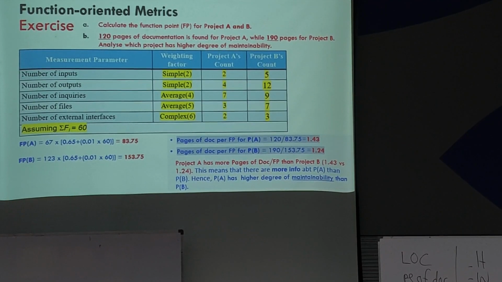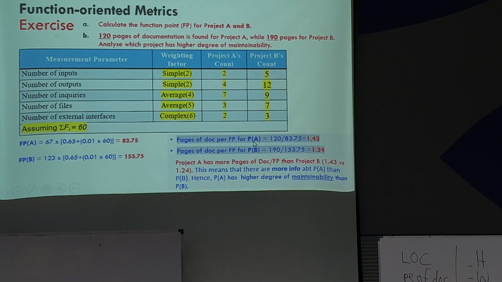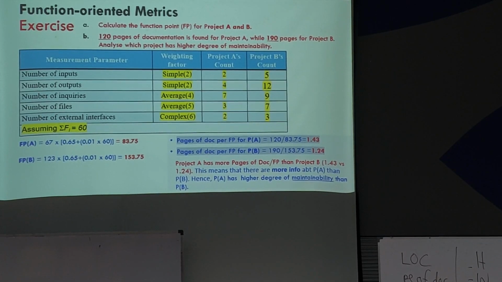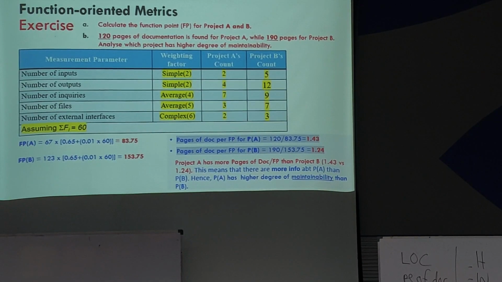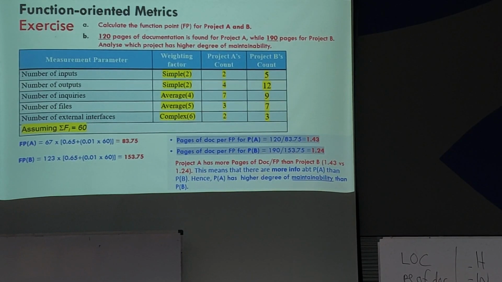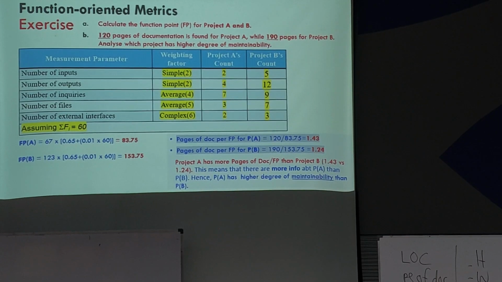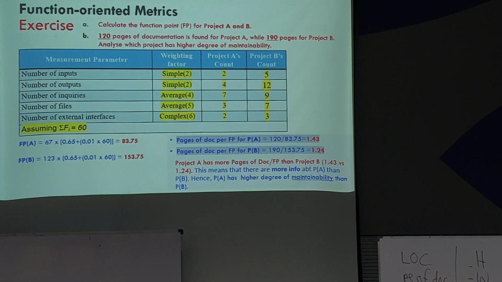So the conclusion is project A has more pages of documentation per function point than project B. This means for project A you have more project information compared to project B. Hence project A has a higher degree of maintainability than project B. The more pages of documentation you have, the higher the degree of maintainability, because you have more project information.